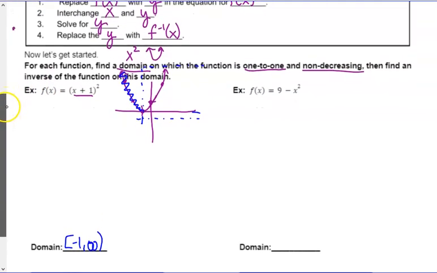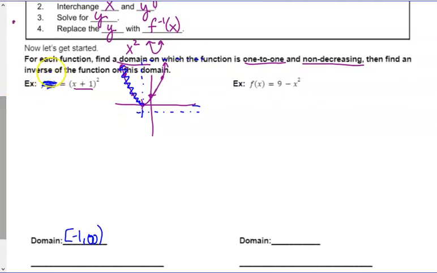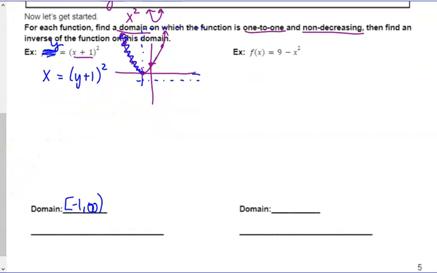We're going to first replace f of x with y. Then we are going to exchange or interchange the x and y. So wherever I see a y, I'm now going to put an x. Wherever I see an x, I'm now going to put a y. Step 3 says I must solve that function for y.